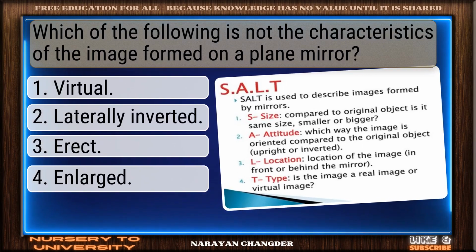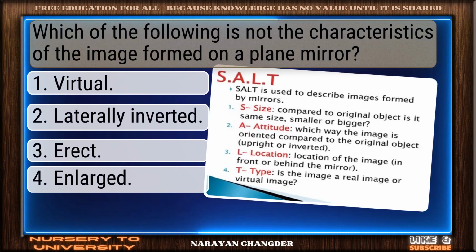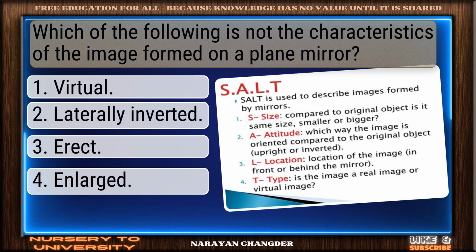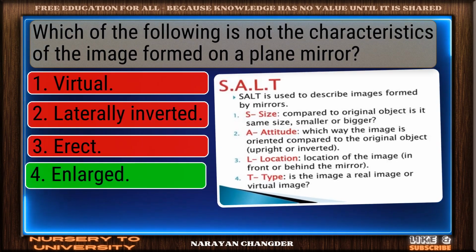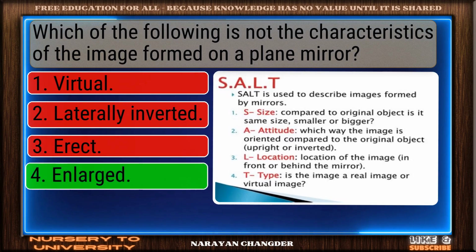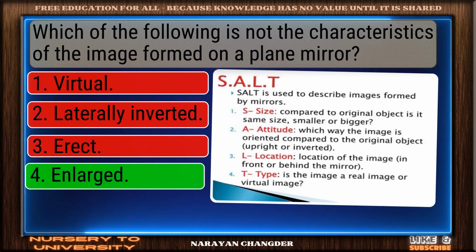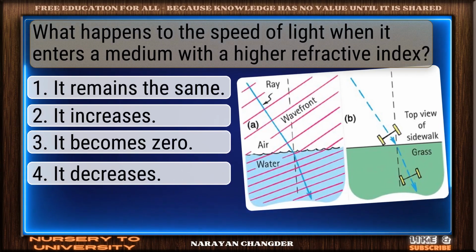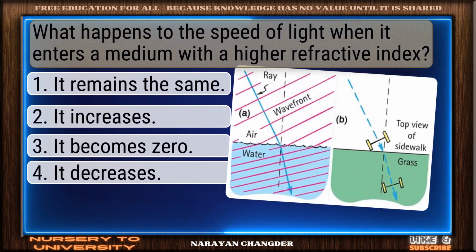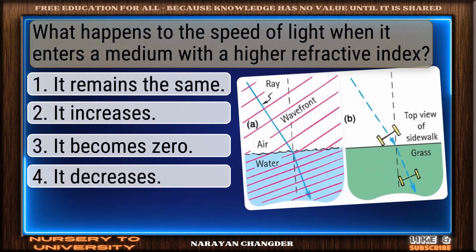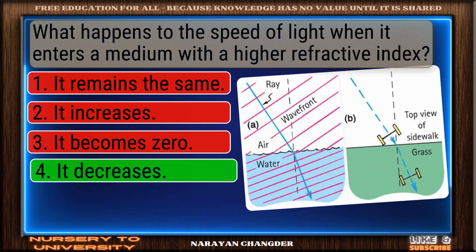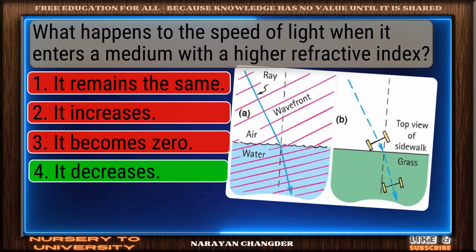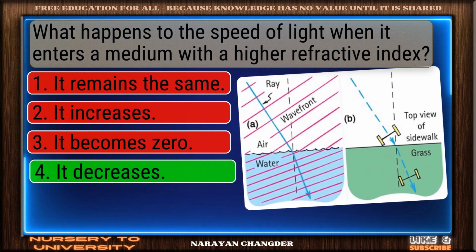Which of the following is not the characteristics of the image formed on a plane mirror? Great thinking. Enlarged is the right choice. What happens to the speed of light when it enters a medium with a higher refractive index? Nice work. You chose it decreases, and it is correct.